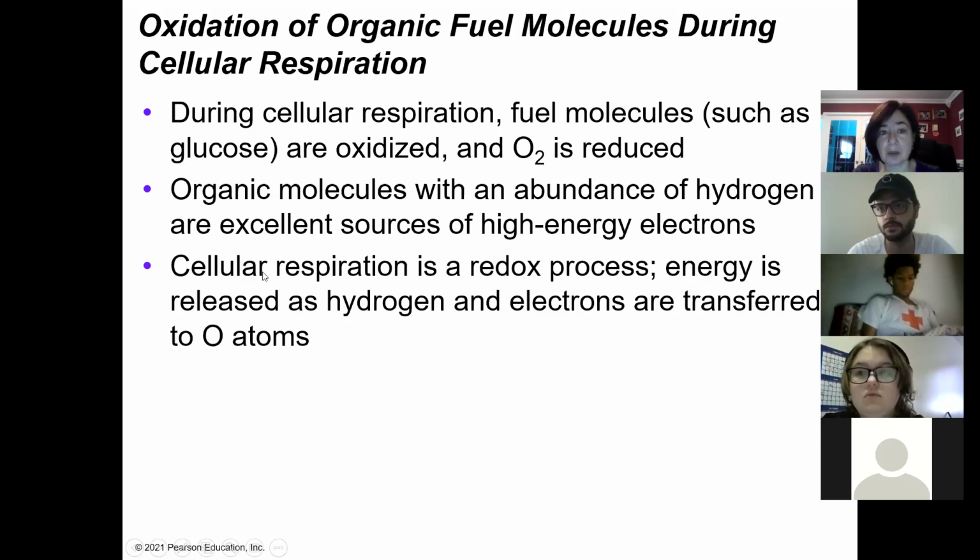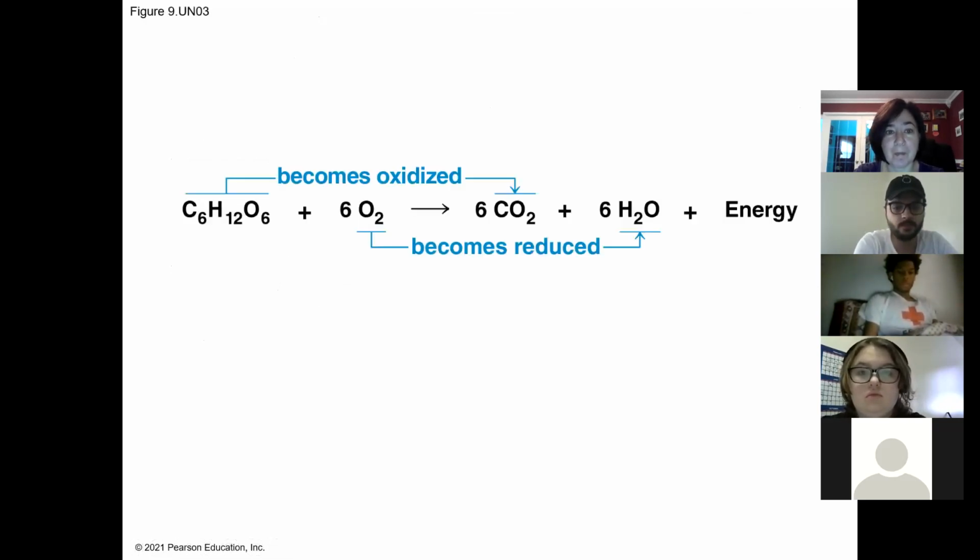And this is kind of a summary. So cellular respiration is a redox process. Energy released when hydrogen and electrons move. Why hydrogen? Hydrogen is our easiest atom because it has one electron, right? One electron, one proton. So it's very easy to take electrons from the hydrogen. Okay, so what you can see here, glucose is oxidized to 6 CO2 molecules, and oxygen is reduced to water.